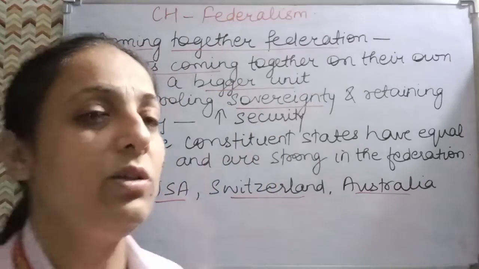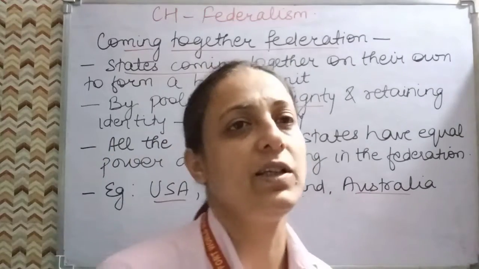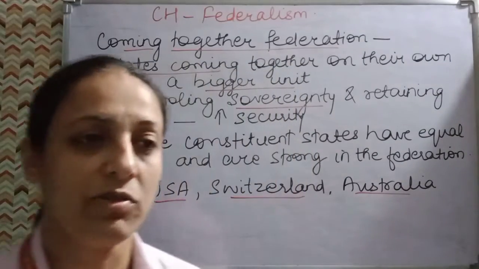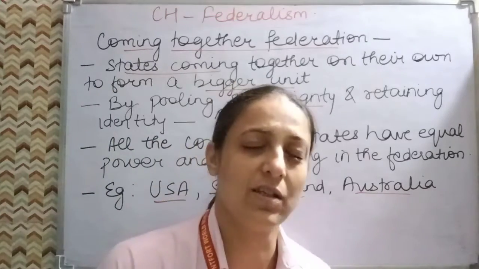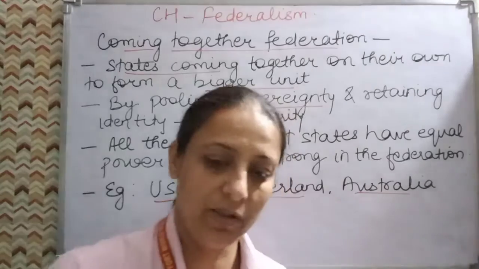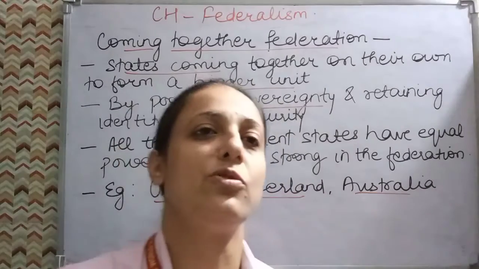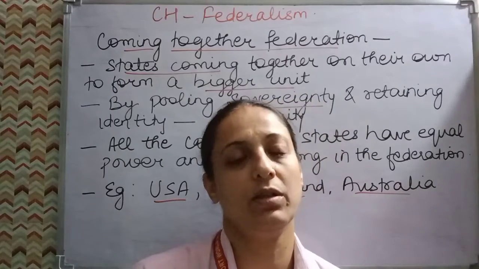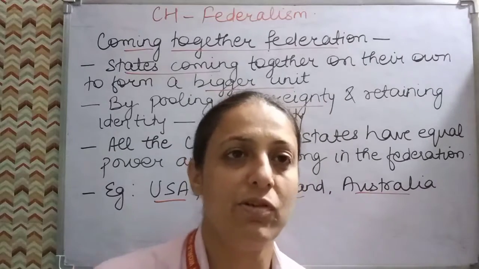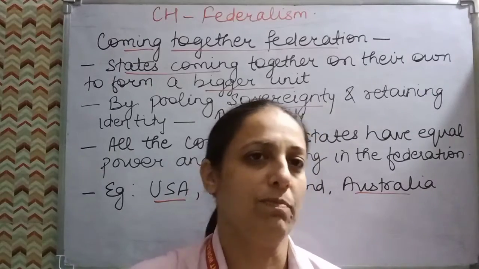So in the case of holding together federation, some states have unequal power, like the union territories in our country. Some areas are too small to be merged into a state, so it is better to make them union territories. But here the union territories are controlled by the union government. So some states have unequal powers and some have special powers.